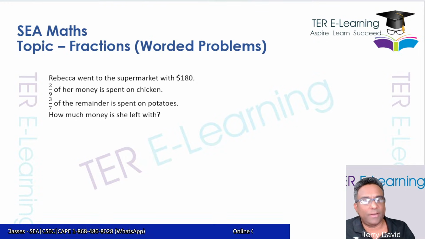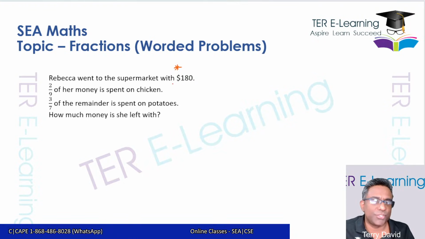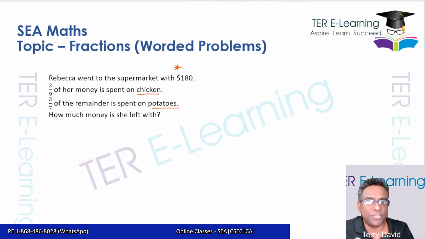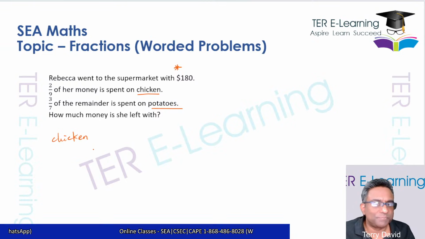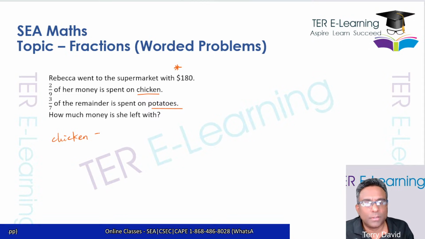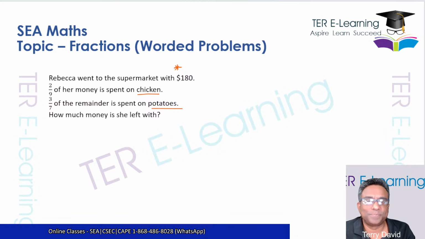So this here represents the starting amount. She has $180, and she's spending the money on 2 things. She has chicken, and she's also purchasing potatoes. So in the case of chicken, chicken will be 2/9, right? Now, actually, you know what? We can do this a little simpler.